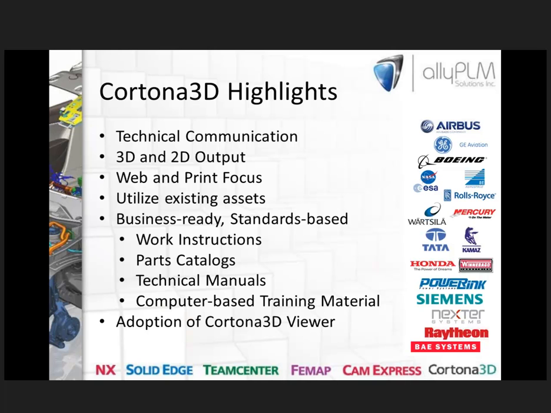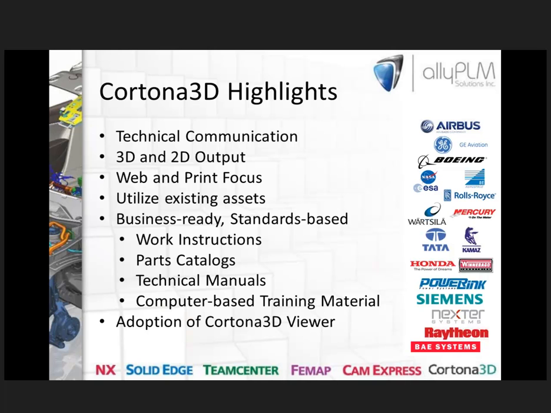Cortona Rapid Author product is a leading tool for technical communications. It enables technical authors to create web-based 2D and 3D output. The key to that is, again, both 2D and 3D output. We deliver that information in both web content and in print-focused content. Typically, the print-focused ends up being a PDF file.